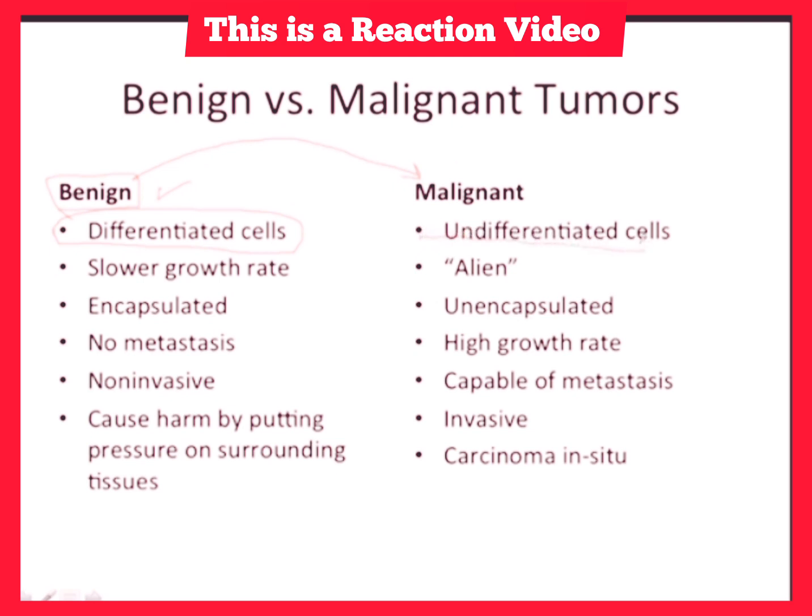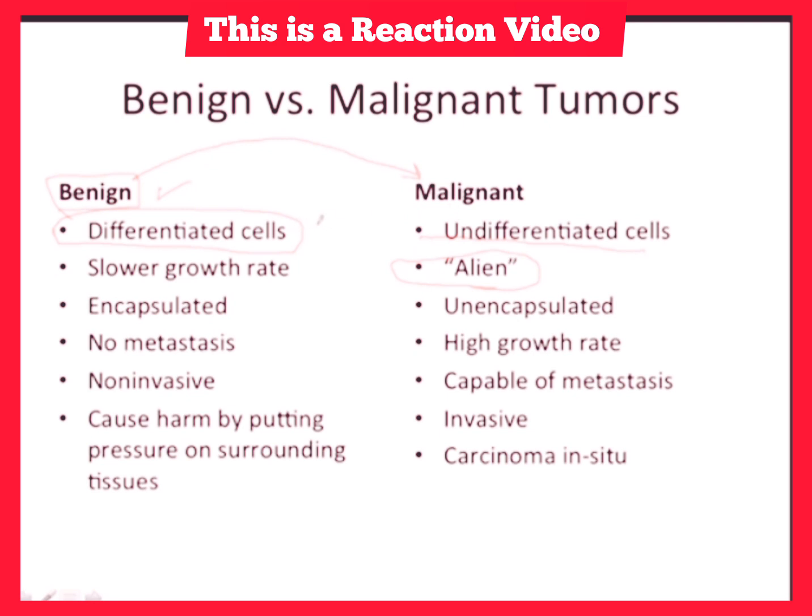there's a lot of different ways you can say this. For example, you can say malignant tumors contain poorly differentiated cells, undifferentiated cells. Sometimes you hear the cells being described as alien in appearance, looking very foreign. They just don't look anything like the tissue they originated in. But you get the concept.